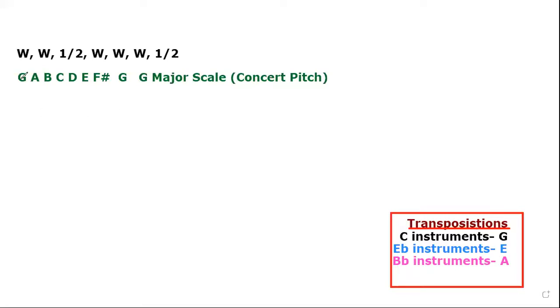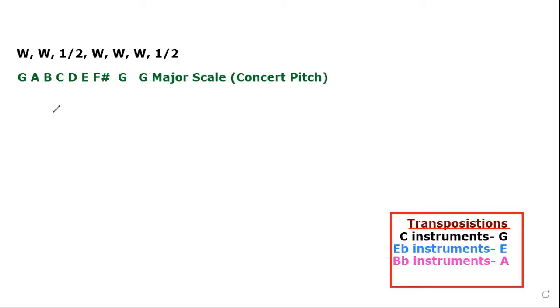G major has one sharp in the key signature, and that sharp is F sharp right here. That gives us a whole step between the 6th and the 7th scale degree, which is what we need. Down here in the red box, I gave you the transpositions. I spelled transposition wrong. That gives you the starting pitch for your instrument. You should already know whether you're a C instrument, an E flat instrument, or a B flat instrument. You then simply have to take this information and transpose it for your instrument.